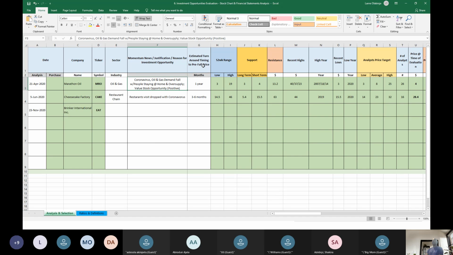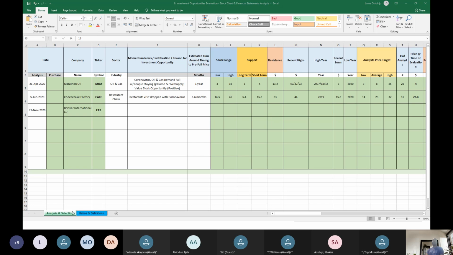Okay. The estimated turnaround from a fall price, I was explaining that a little bit when I was talking about NCLH earlier on. A couple of things that I'd like you to start putting in. One, what is the 52 weeks price range of that company? What is the low and the high?